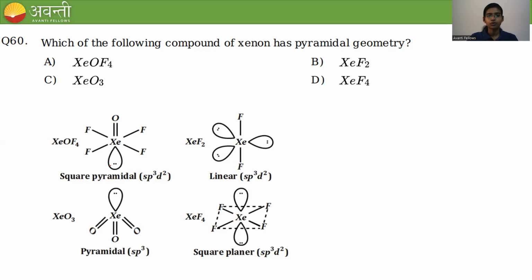XeOF4 is having square pyramidal geometry. And XeF2 is having linear geometry. And here XeO3 is having pyramidal structure and XeF4 is having square planar structure. So the one which has the pyramidal geometry is XeO3. XeO3 is having the pyramidal geometry. So option C is the correct answer for this question.